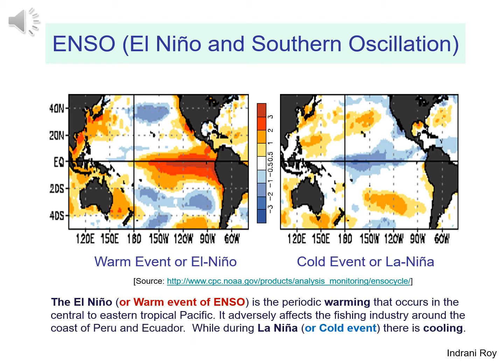El Nino in Spanish means Christ child because ENSO usually peaks around the time of Christmas. And in Spanish, boy child is known as El Nino and girl child is called La Nina.